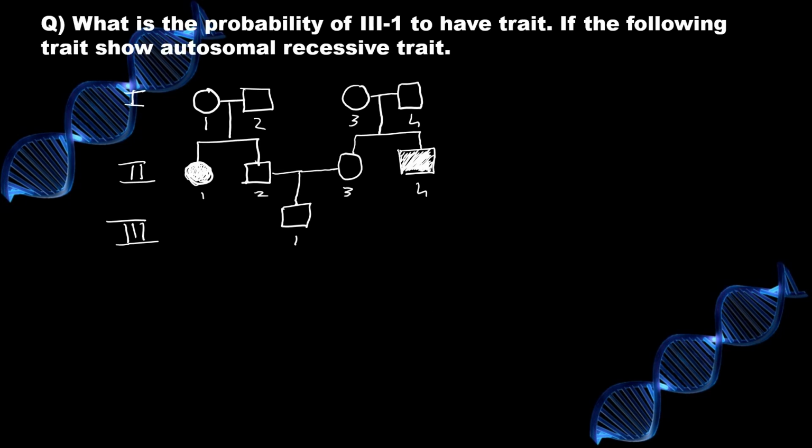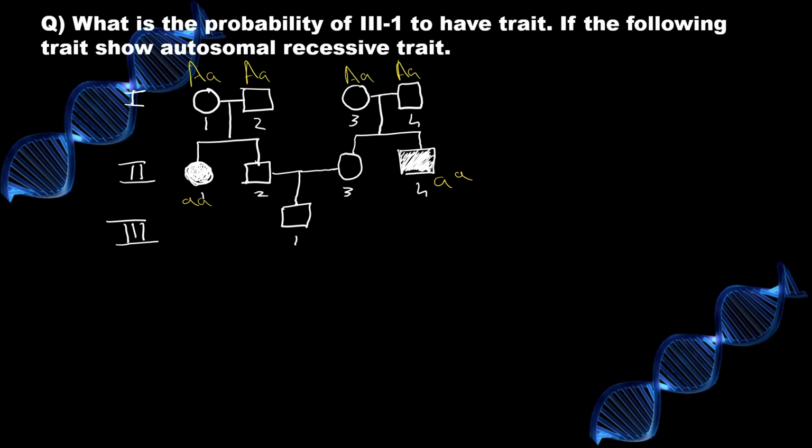Now we can check the next question. What is the probability of the third generation's first person having the trait, if the following shows an autosomal recessive trait? In the first generation, the parents could be heterozygous or homozygous dominant because it is an autosomal recessive trait and they are not affected. But a child has been affected, so they must be heterozygous. So we can write capital A, small a for all the parents in both families, and the affected child will be small a small a.